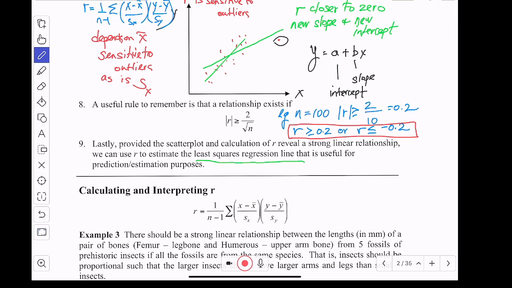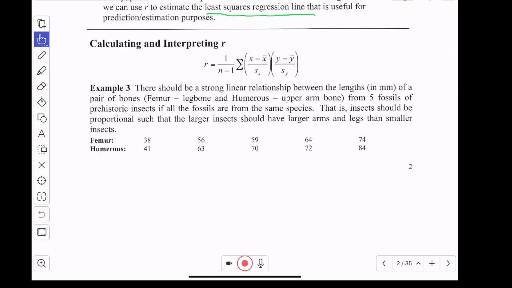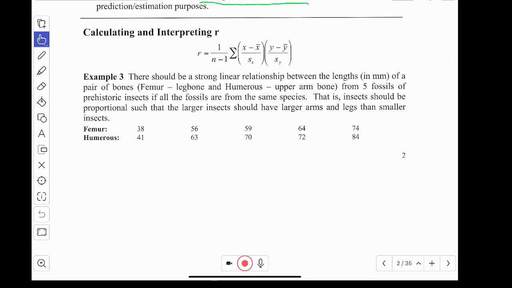Okay? Actually, you know what? I'm just going to use this example first, and then I'll do the big jump to the rest. So here's this example here. Let's use this example in our calculators to get the results. The question states there should be a strong linear relationship between the length in millimeters of pairs of bones, the leg bone and the arm bone, from 5 fossils of prehistoric insects.